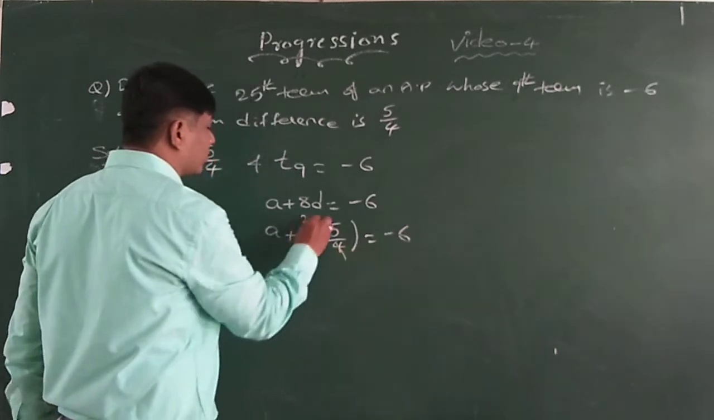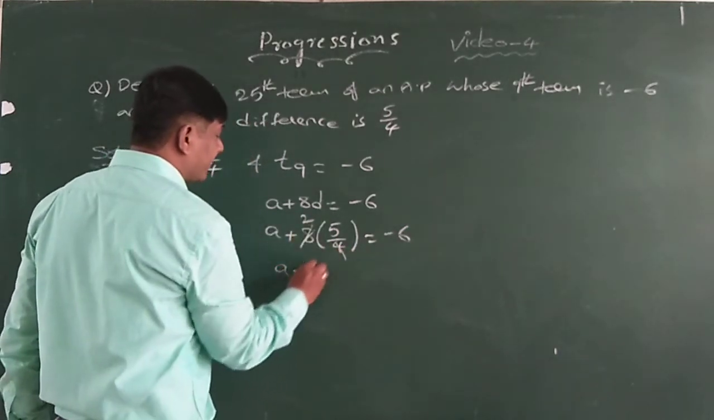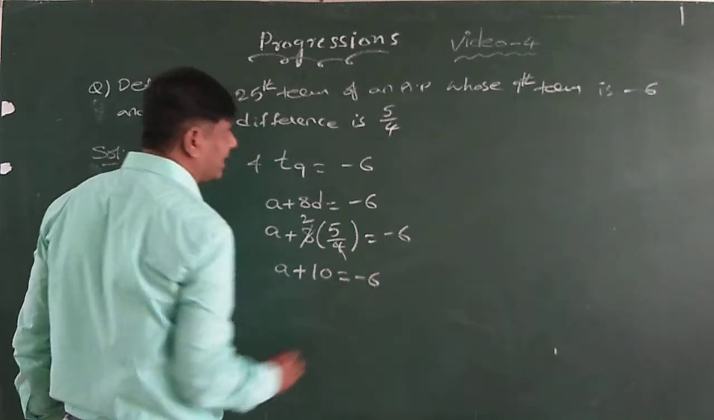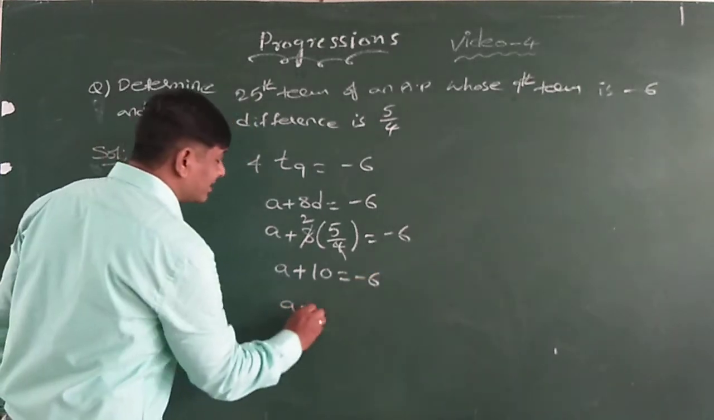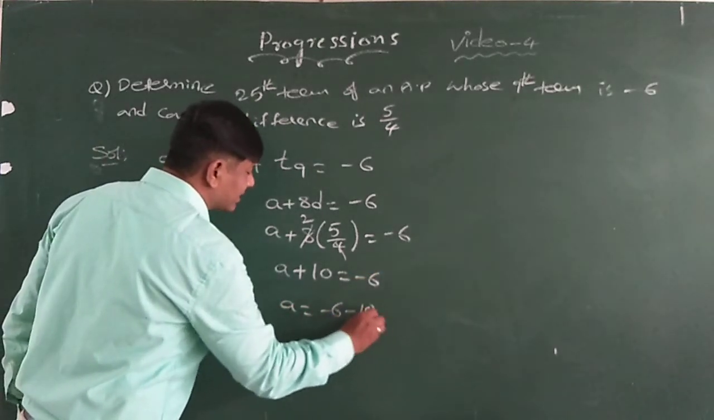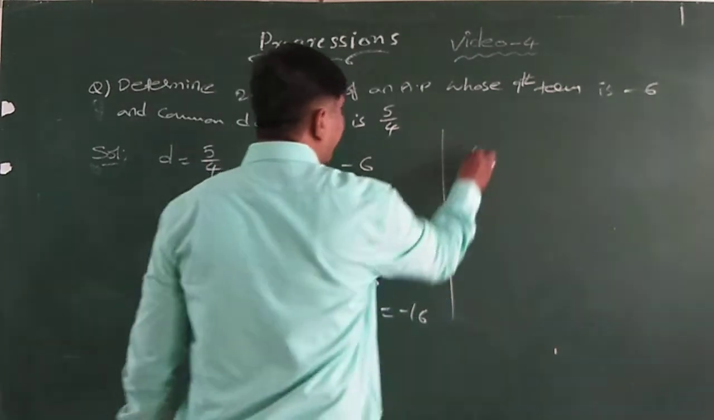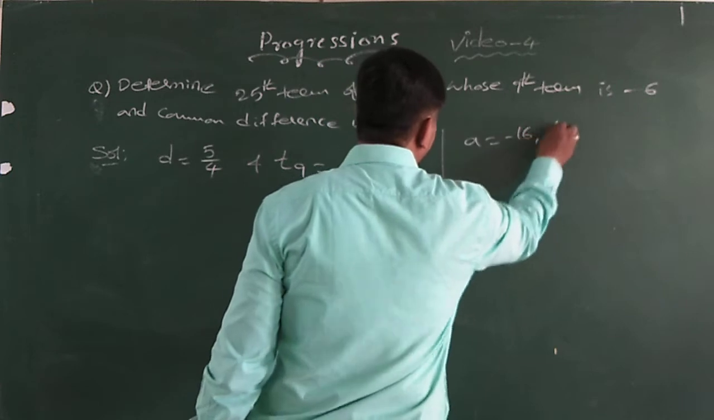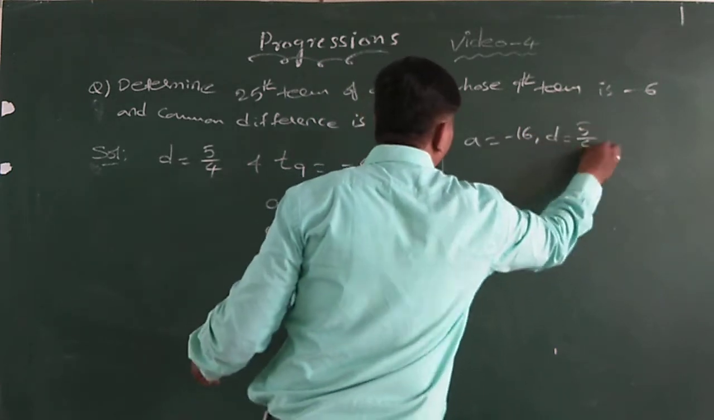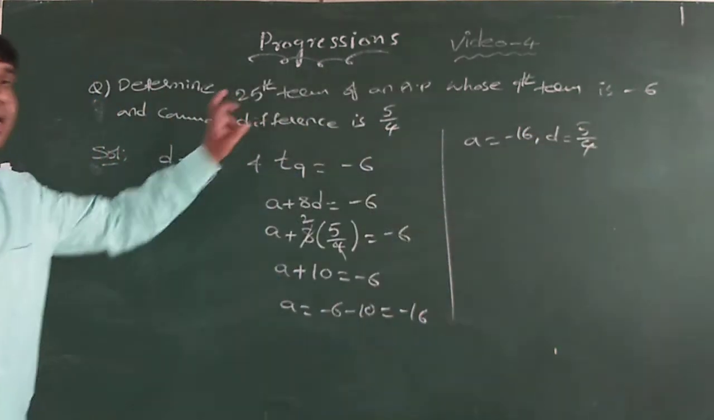4 1s are 4, 2s are 8... A plus 5 2s are 10 is equal to -6. A is equal to -6 minus 10, that is equal to -16. Now A is equal to -16, D is equal to 5/4. Now what do you require here? The 25th term.